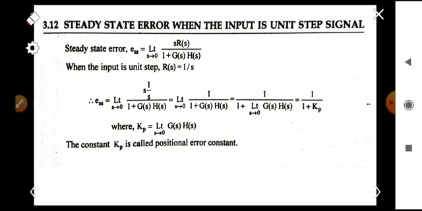Okay, and we know that if the input is a unit step, the value of R of s will, of course, be 1 by s, because it is a unit step signal. So by substituting the value of R of s here, the s and s will cancel, and we will get limit s tends to 0 of 1 by 1 plus G of s into H of s. We know that the 1 is a constant, so it is the same if we apply the limit to G of s into H of s only. So we can simply write 1 by 1 plus limit s tends to 0 of G of s into H of s.